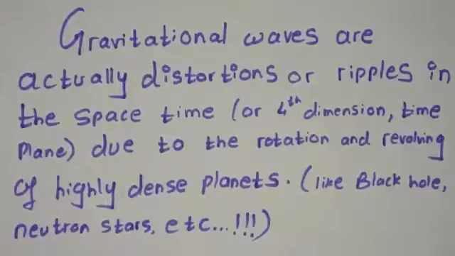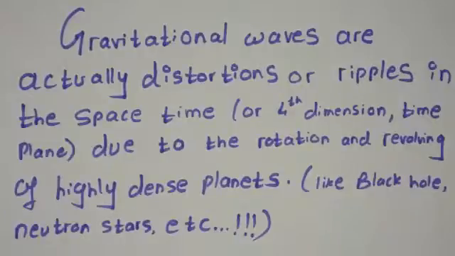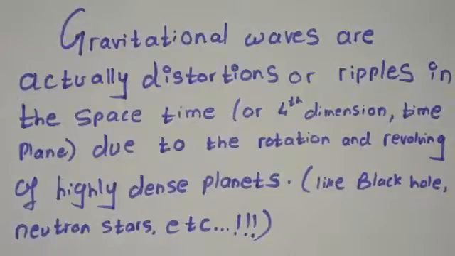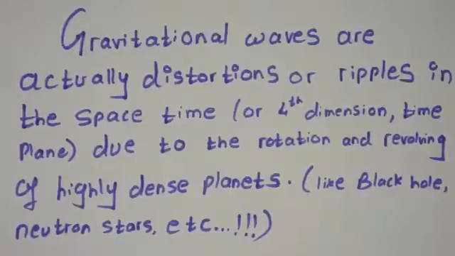So, gravitational waves are distortions or ripples in space-time due to the rotation and revolution of highly dense, highly massive planets, or I should not say planets, any extraterrestrial objects. So the distortions created in that fourth dimension due to the rotation and revolution of highly dense objects like black holes and neutron stars, that is nothing but gravitational waves.